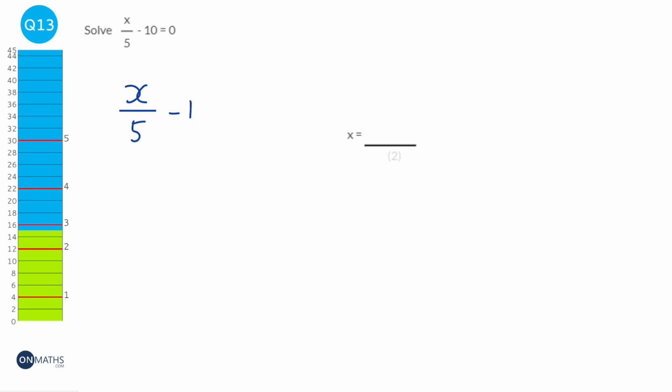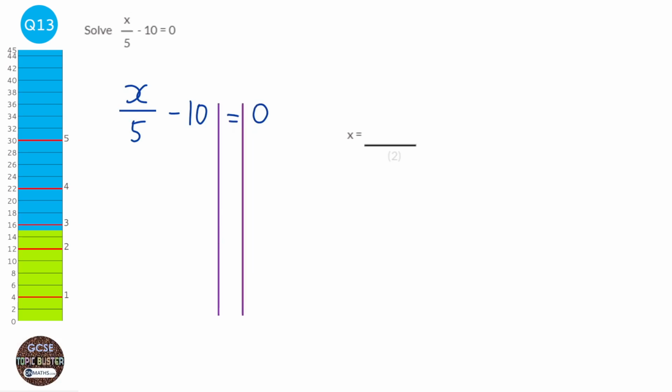Now the word solve means find out what x is, and the first thing we do when we see solve is draw lines to the left and right of our equal sign so we can solve it. So there's two things stopping us from having x on its own: this over 5 and this take away 10.